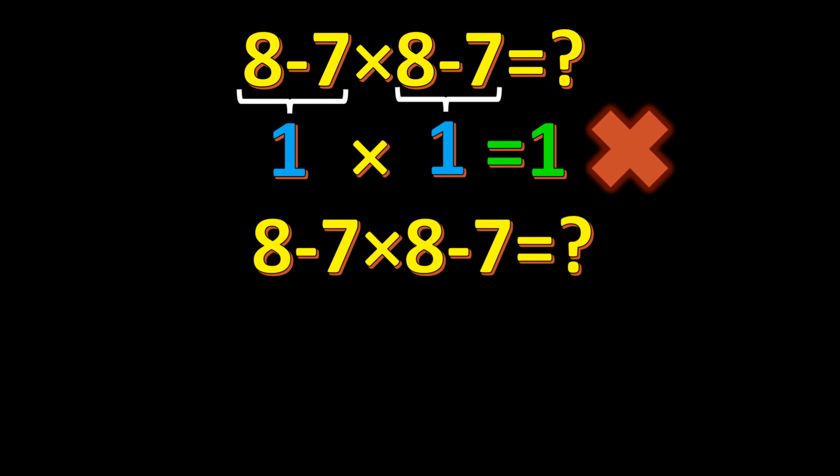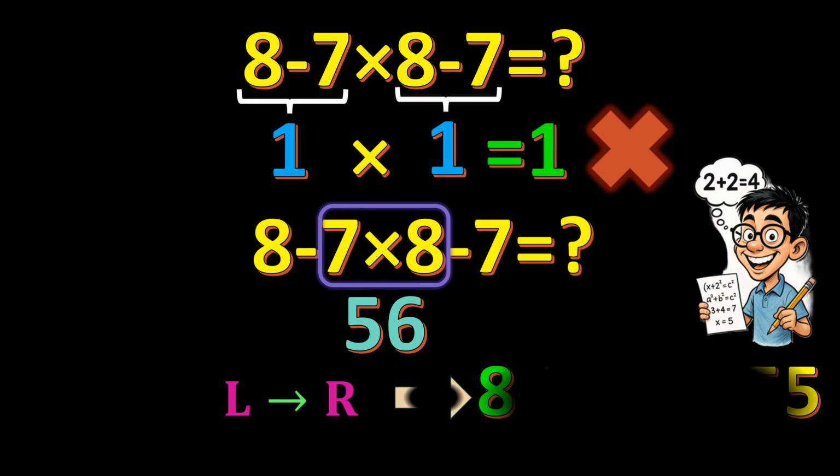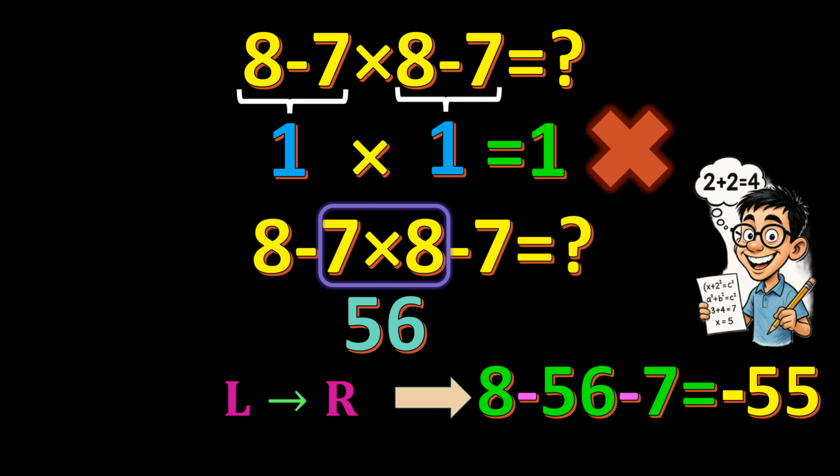According to the PEMDAS rule, we first perform the multiplication. 7 times 8 equals 56. Then, we perform the subtractions from left to right. 8 minus 56 minus 7 equals negative 55.